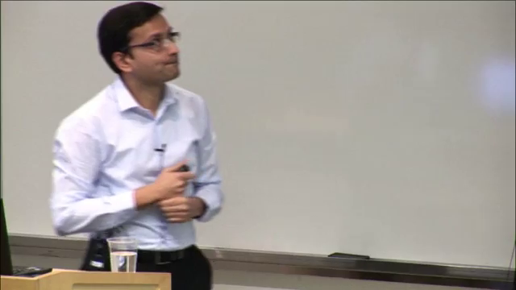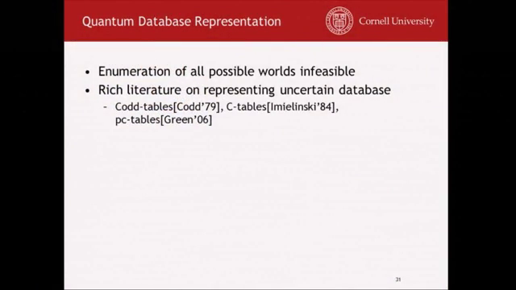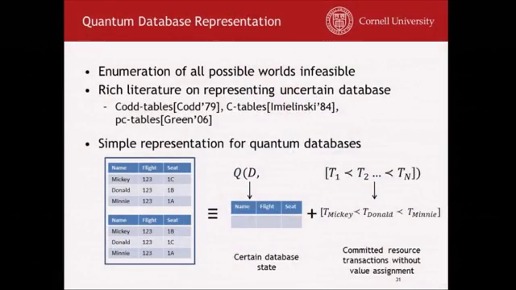So far I have introduced what, at a conceptual level, a quantum database is. Let me now give you one specific way of implementing quantum databases. Clearly, enumerating all of these possible worlds is infeasible. In fact, there can be an exponential number of possible worlds, exponential in the number of transactions which you are delaying. And there is a rich literature on maintaining these uncertain databases: CoD tables, C tables, and PC tables. However, we choose this simple representation.